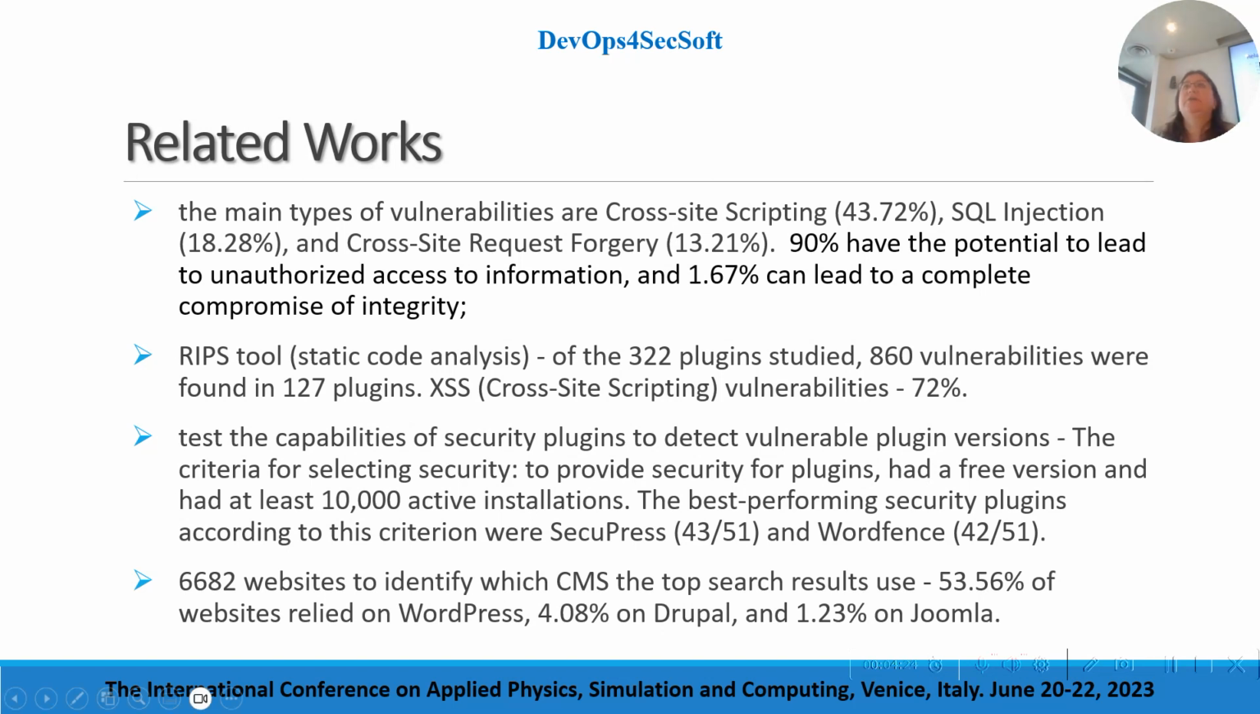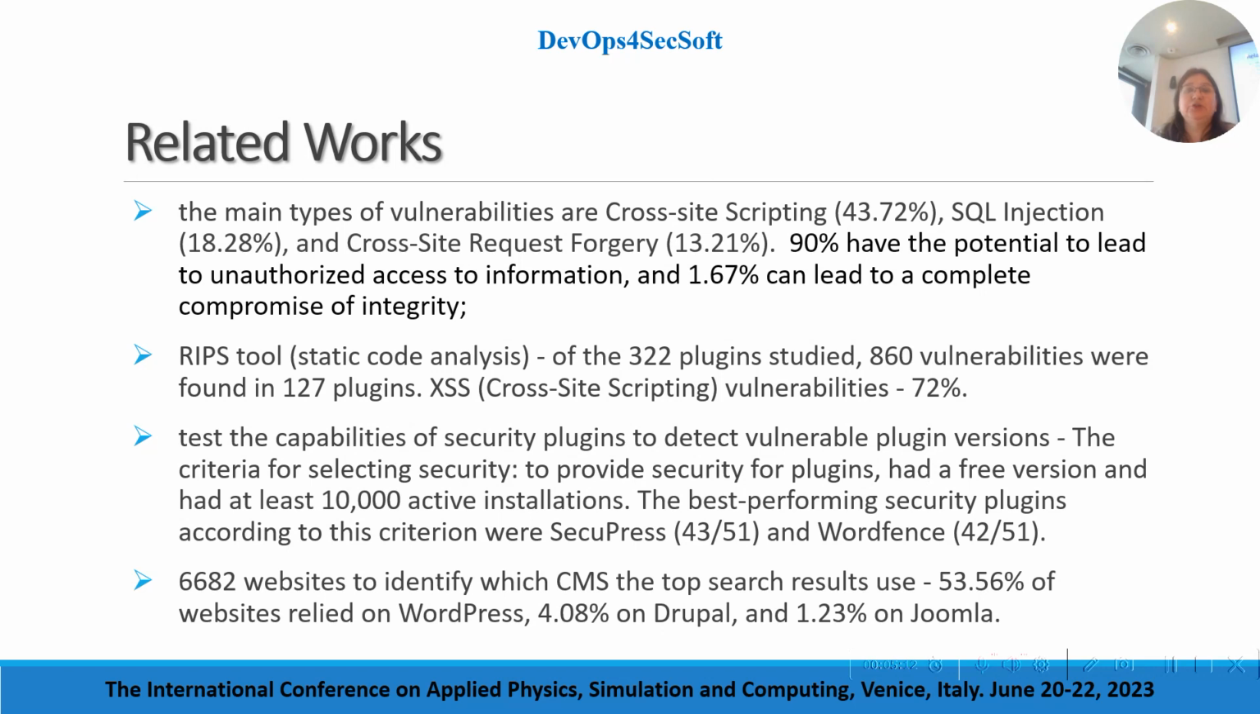There are very interesting related works on these topics. For example, one such research determines which are the most common vulnerabilities of WordPress. You can see here some statistics. The main types of vulnerability are cross-site scripting, which is over 45% of these, and SQL injection is around 18%. Cross-site request forgery is 13%, and 19% have the potential to lead to unauthorized access to information, so to have access to your sites.